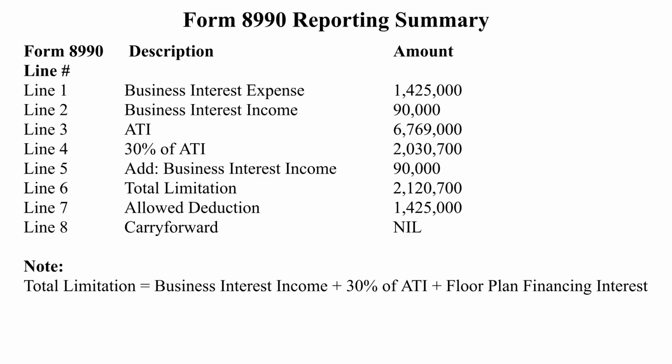Now let's connect the computation back to reporting. Here we summarize the results through Form 8990. Notice how ATI, the 30% limitation, and business interest income all work together to determine the final deduction.